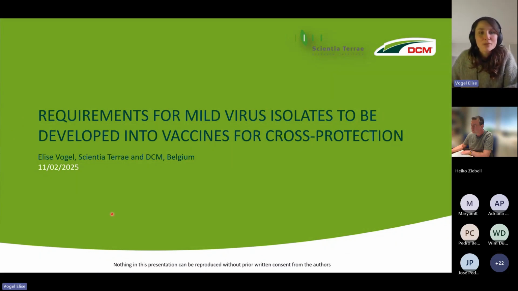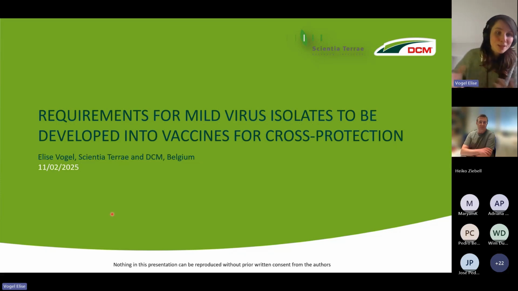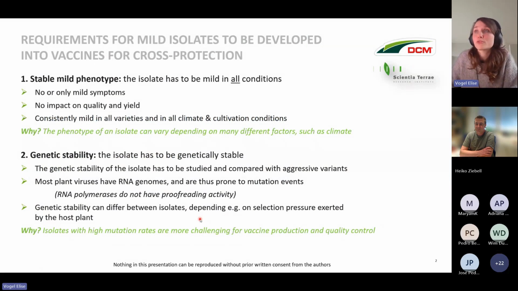As you can imagine, now that we have the background, cross protection is quite an interesting strategy to also apply as a plant protection tool, so to protect plants from viral infection. But of course, before you can come from the R&D point of view, proof of concept, to a product that is actually applicable in the market, there are some requirements that a mild virus isolate has to meet before it can actually be developed into a vaccine for cross-protection strategy. So that is what I will talk to you about first.